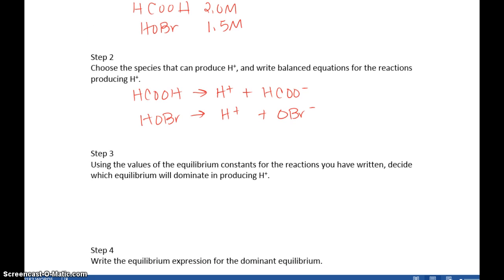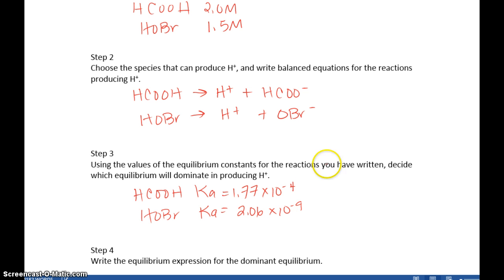So I have HCOOH, and that has a Ka equal to 1.77 times 10 to the minus 4th. I have HOBr, and my Ka is equal to 2.06 times 10 to the minus 9th. The one that will dominate is my HCOOH, and this dominates because it's the larger Ka value.